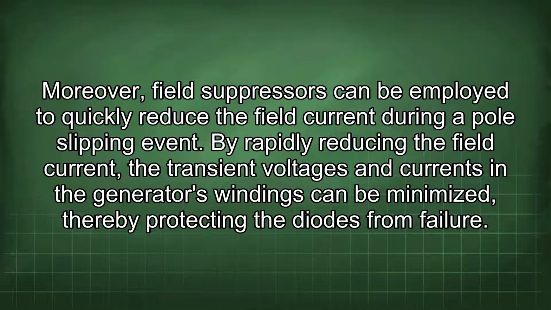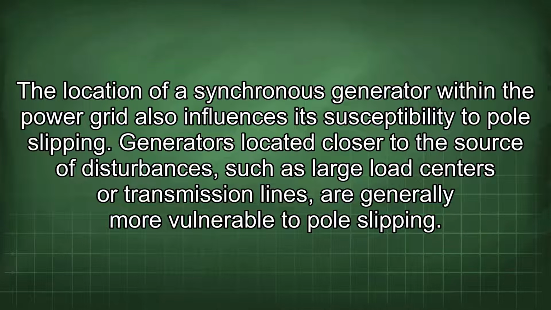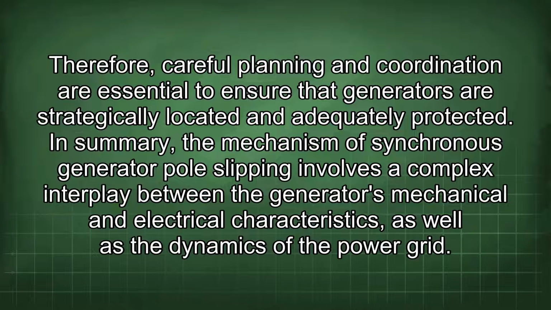Moreover, field suppressors can be employed to quickly reduce the field current during a pole slipping event. By rapidly reducing the field current, the transient voltages and currents in the generator's windings can be minimized, thereby protecting the diodes from failure. The location of a synchronous generator within the power grid also influences its susceptibility to pole slipping. Generators located closer to the source of disturbances, such as large load centers or transmission lines, are generally more vulnerable to pole slipping. Therefore, careful planning and coordination are essential to ensure that generators are strategically located and adequately protected.